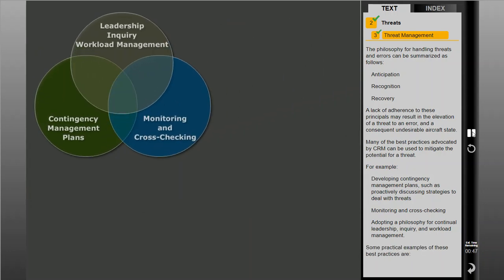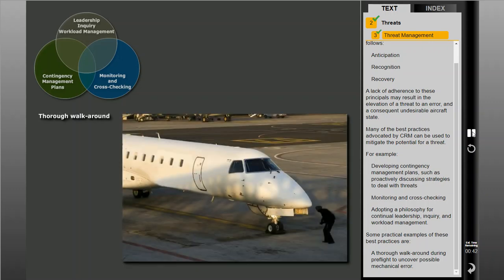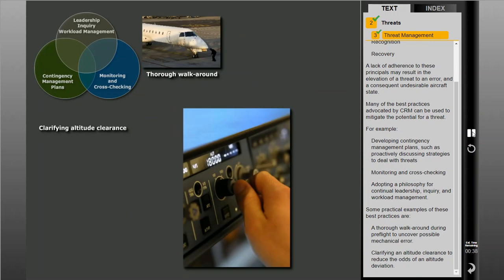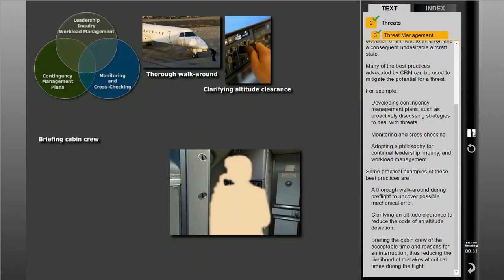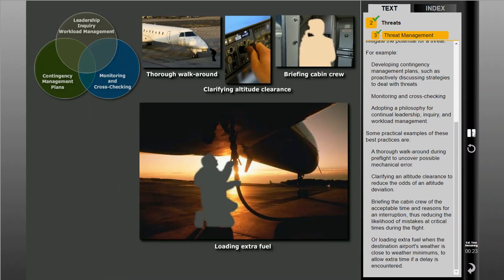Some practical examples of these best practices are a thorough walk-around during pre-flight to uncover possible mechanical error, clarifying an altitude clearance to reduce the odds of an altitude deviation, briefing the cabin crew of the acceptable time and reasons for an interruption, thus reducing the likelihood of mistakes at critical times during the flight, or loading extra fuel when the destination airport's weather is close to weather minimums to allow extra time if a delay is encountered.